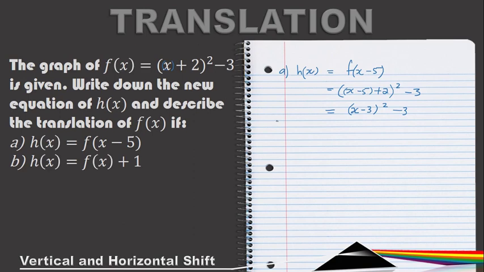So what has happened, if we have to describe the translation, f of x has been shifted. Now if it's minus, it means to the opposite direction, so to the right, 5 units right.